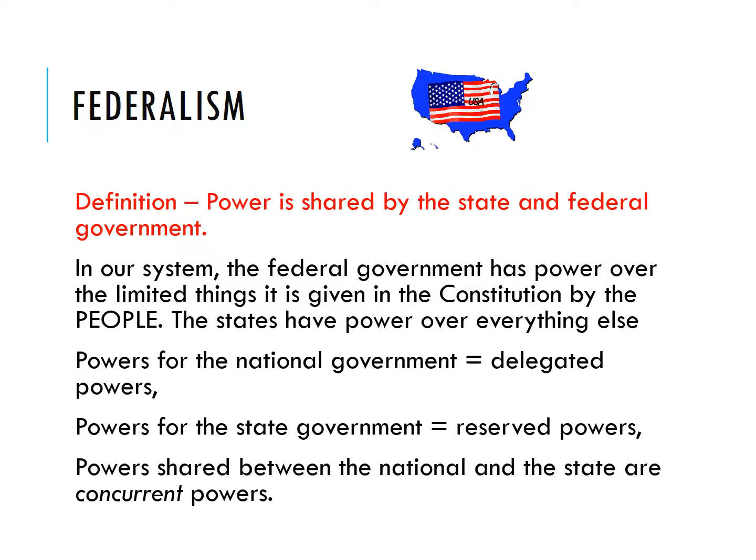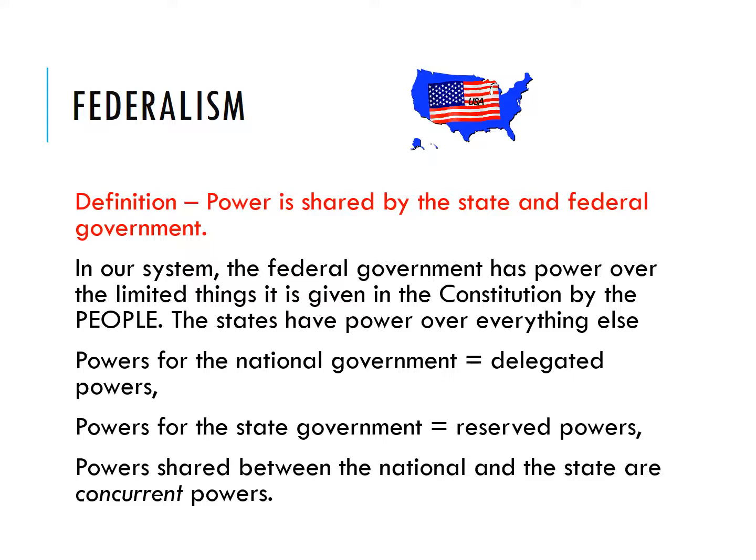Okay, and so that gets really confusing when we teach people about government. But it's really not that confusing if you understand federalism. Okay, so the federal government is given power by the people through popular sovereignty, and it is given limited power, limited government, through the Constitution.